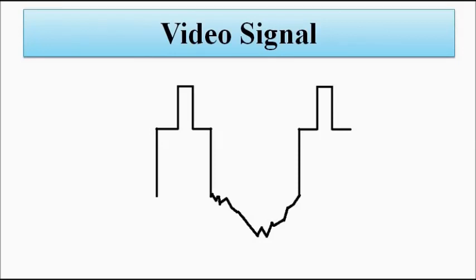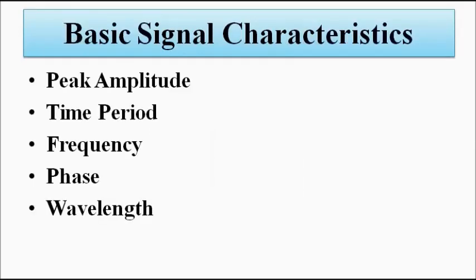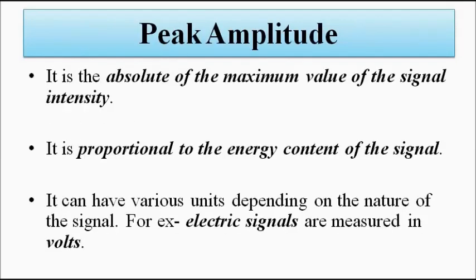Okay, so when we say signal characteristics or signal features, we are talking about amplitude, the peak amplitude, the time period, frequency, phase, and wavelength. These are the basic signal characteristics. Okay, so we'll discuss them one by one. First is the peak amplitude. So peak amplitude is basically the maximum value of the signal intensity.